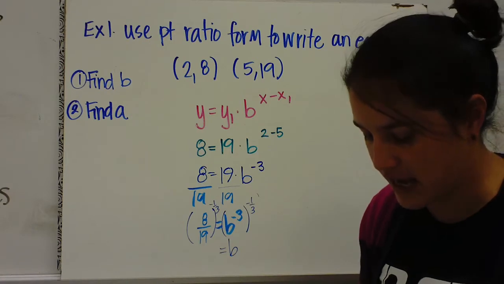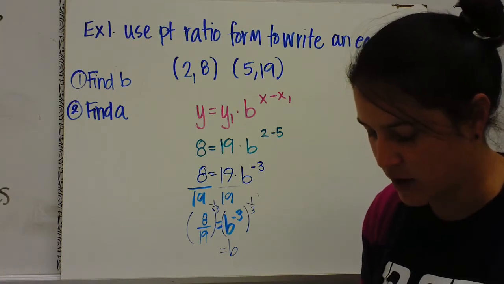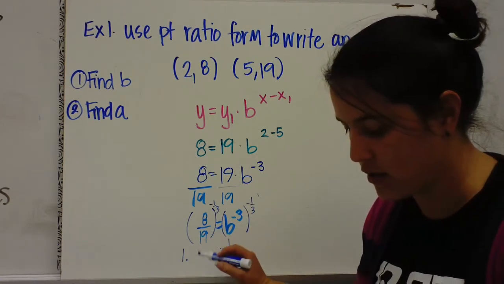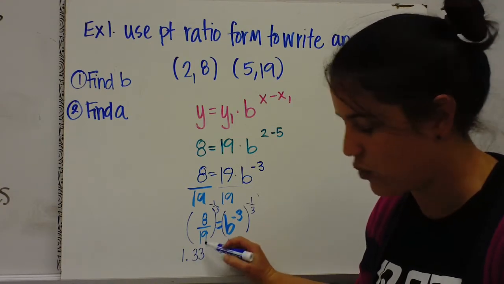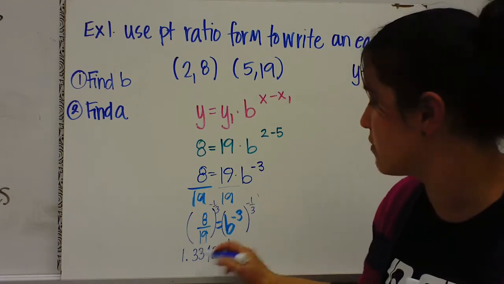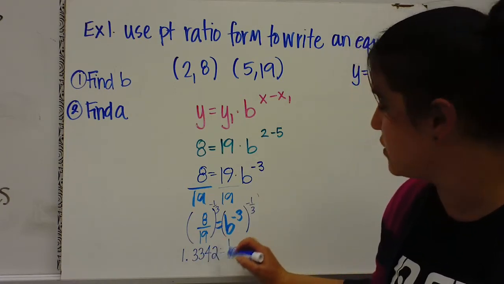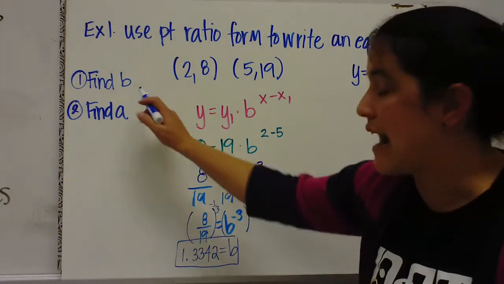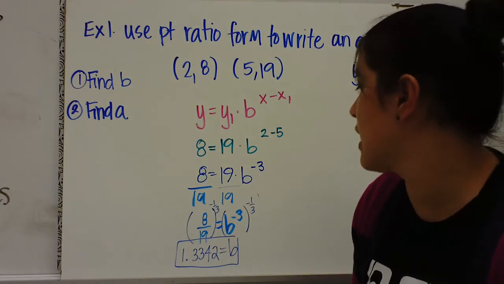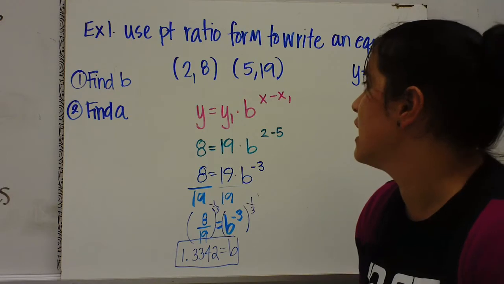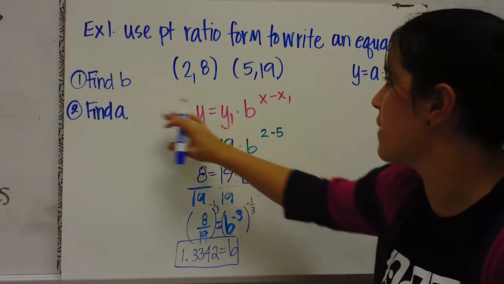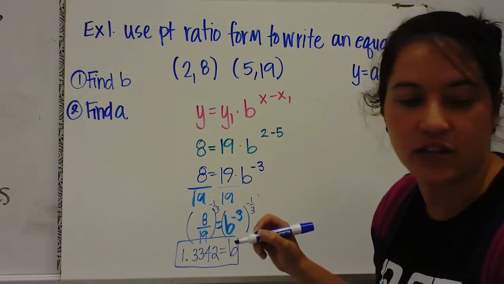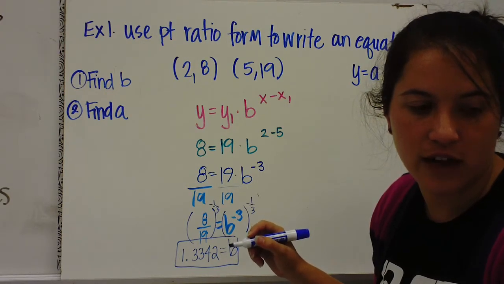When I type that in, 8 over 19 raised to the -1/3 power, I get 1.3342 and then some zeros. So I'm just going to stop right here. 1.3342000824. So here's my b value. Now that I have found b, I need to plug it back in to find a. The initial starting amount, a, is when x equals 0.